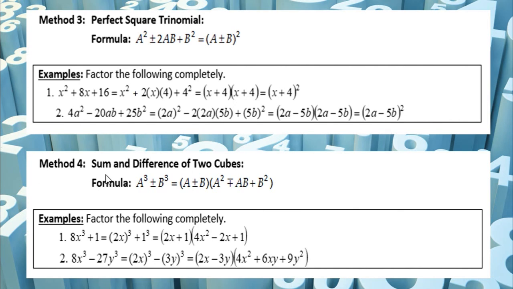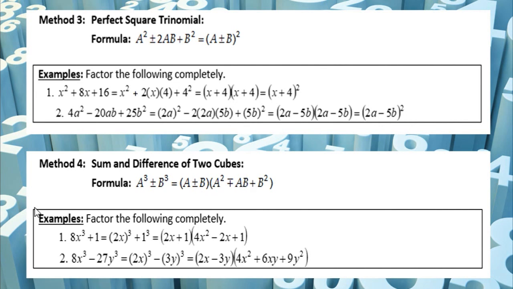Method 4. Sum and difference of two cubes. Formula a cube plus or minus b cube is equal to a plus or minus b quantity multiplied to a squared minus or plus ab plus b squared. So, kung plus gani ang atong duha ka cube, plus diri, pero minus diri ang part. Kung minus po ang cube, minus diri, puros plus na diri haa.